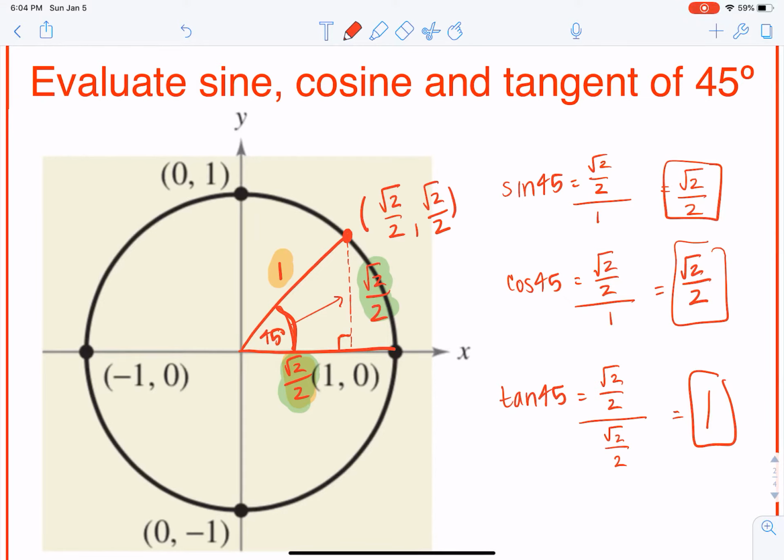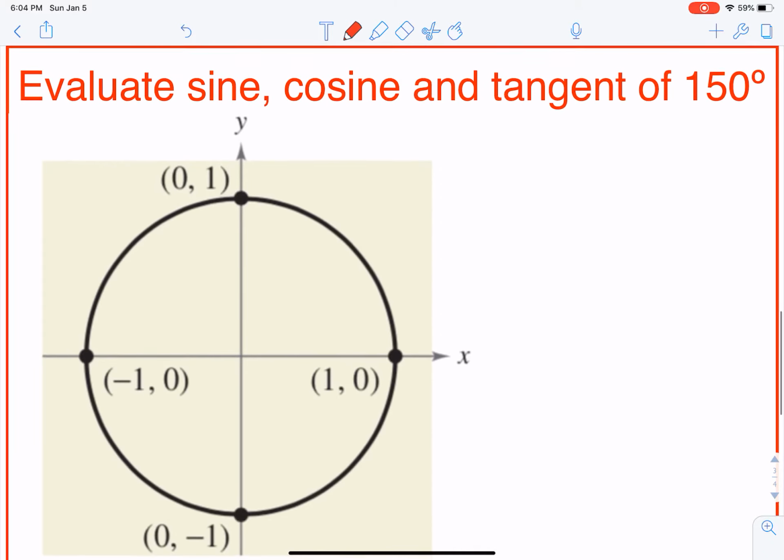So I'm using my knowledge of right triangle trig and my coordinates here of the unit circle to evaluate these trig functions. So let's do another example together. Evaluate sine, cosine, and tangent of 150 degrees. So here is my 150-degree angle, and that makes this piece right here 30 degrees because I need to get to 180 degrees.